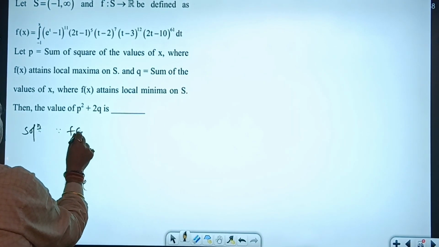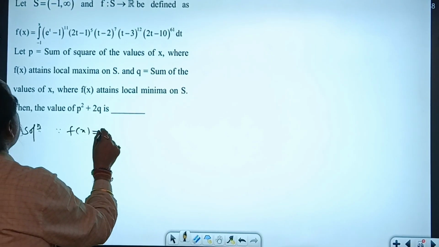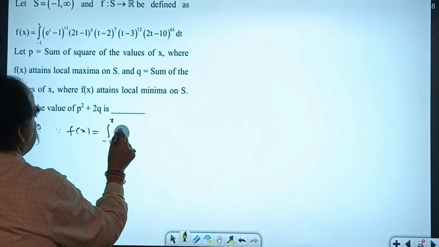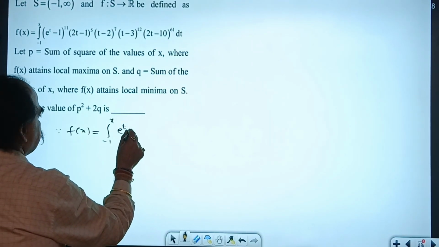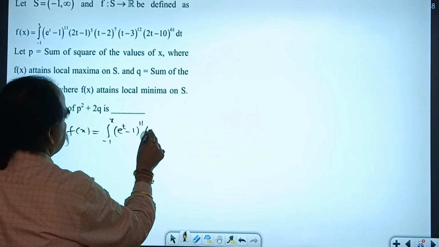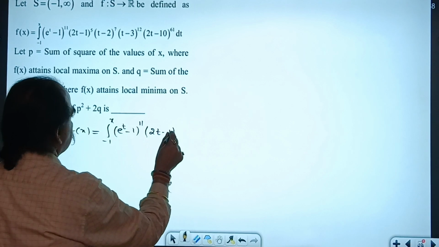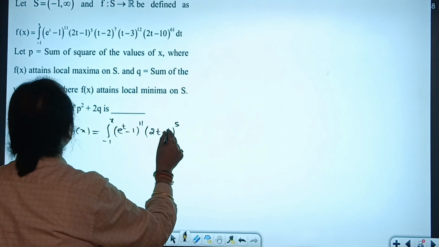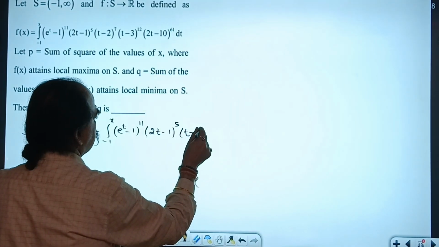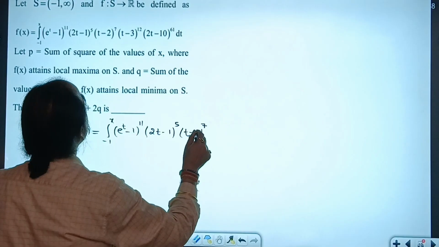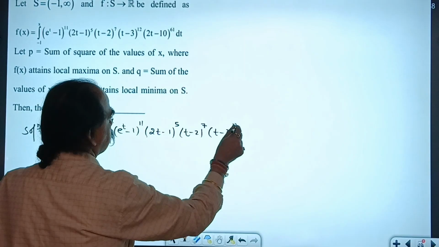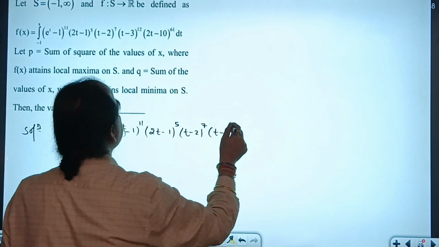Since f(x) is the integral from minus 1 to x of (e raised to t minus 1) raised to 11, (2t minus 1) raised to 5, (t minus 2) raised to 7, (t minus 3) raised to 12, (2t minus 10) raised to 61.